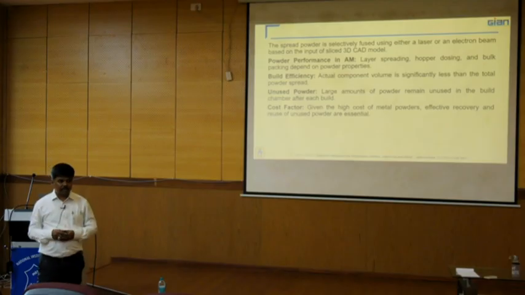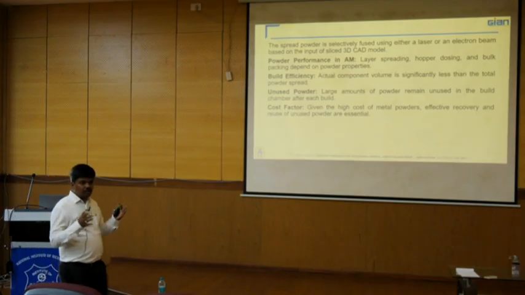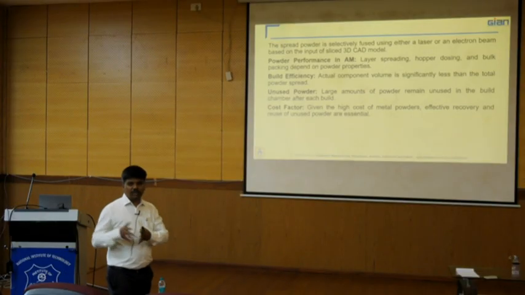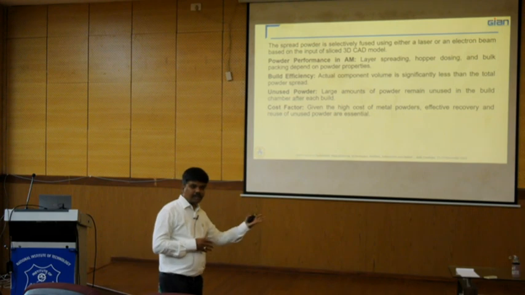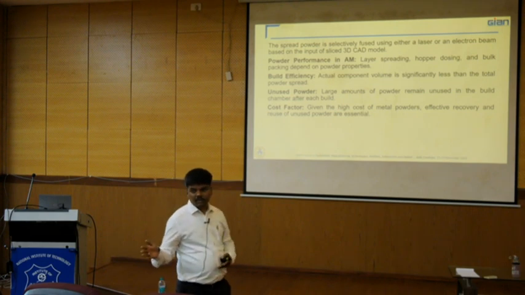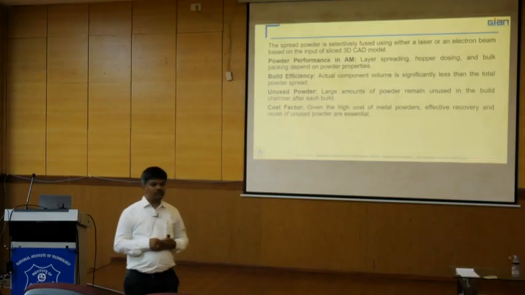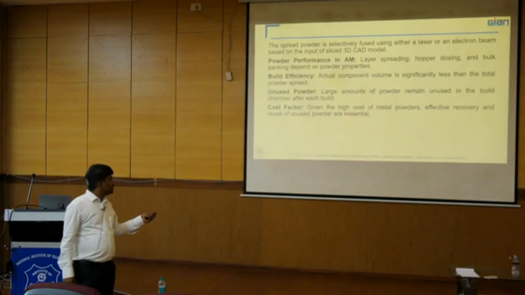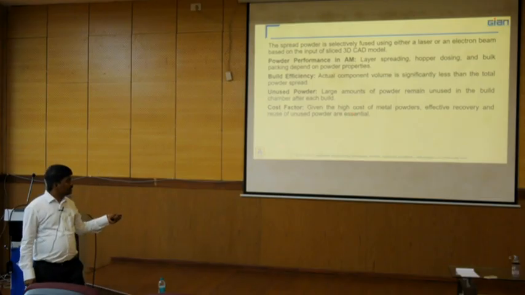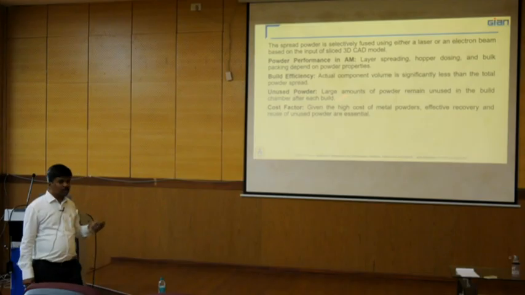Again we have to recover it, and then we can think of how much quantity we have to mix with the original powder particles. For example, 60% original powder particles and 40% reused, sieved powders that I am able to mix with the original powders. Then what is the cost factor? That all depends on how efficiently we are recovering and reusing our powder.